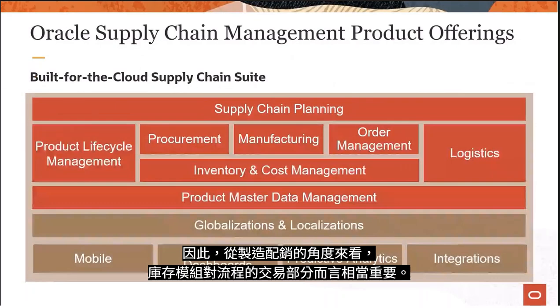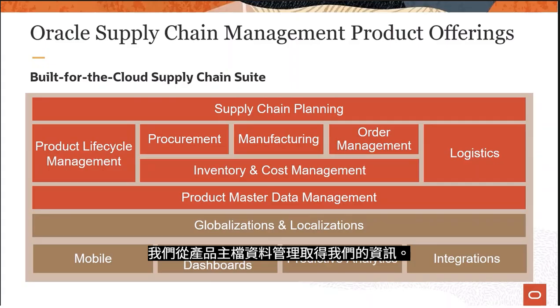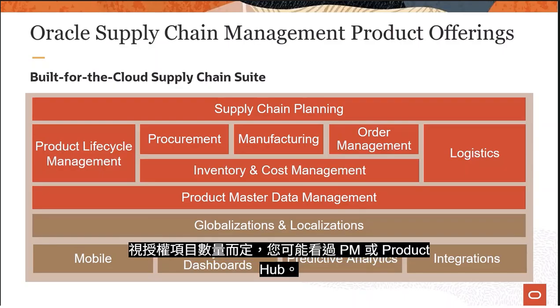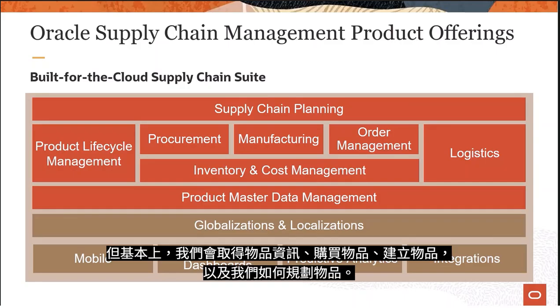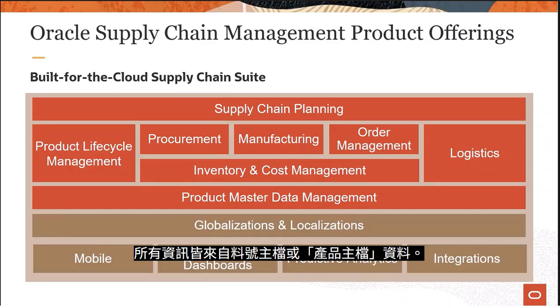So from a manufacturing distribution perspective, the inventory module is pretty much the heart and soul for the transactional part of the process. We get our information from product master data management. You may have seen it as PIM or product hub, depending on how and when you license things. But basically we get the item information, what we're going to buy, build, how we're going to plan it. All that information comes from the item master or product master data.